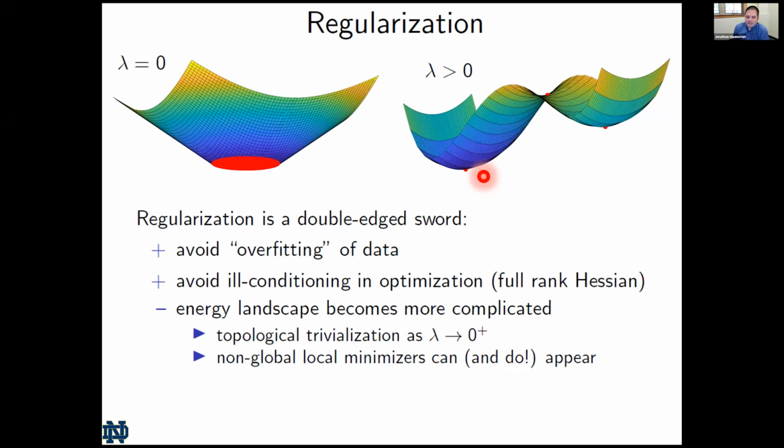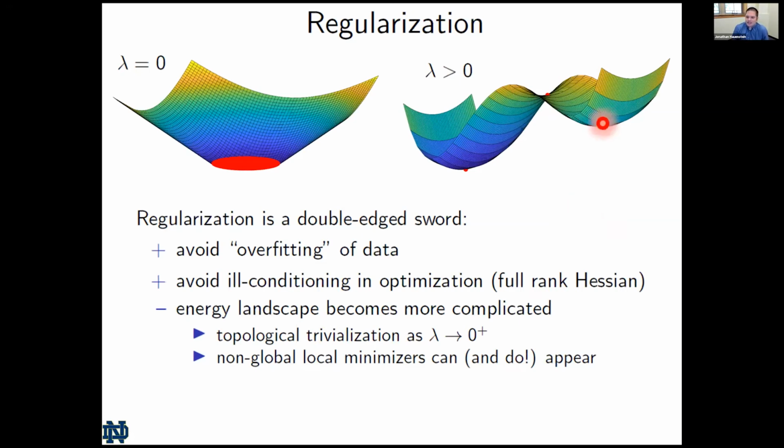But the problem is that when you throw in this regularization, you now get a very complicated landscape, which, as lambda goes to 0, of course, trivializes to this nice simple region. So we can set up a homotopy in terms of this lambda parameter. Things are complicated when lambda is positive, and they trivialize as lambda goes to 0. You get a trivial topology when lambda is 0, and a complicated topology when lambda is positive.